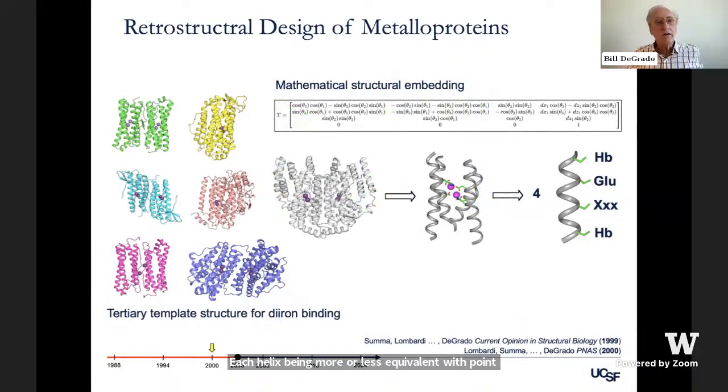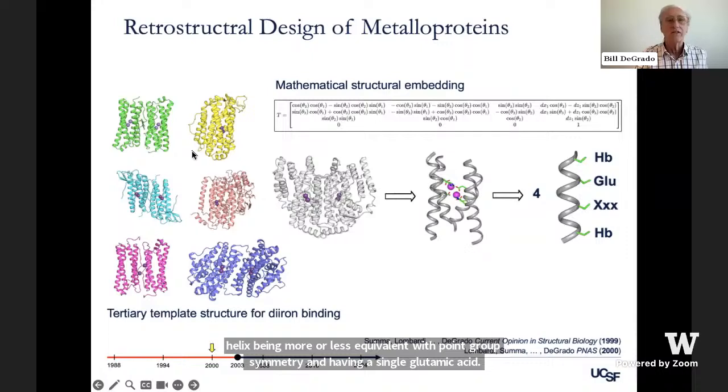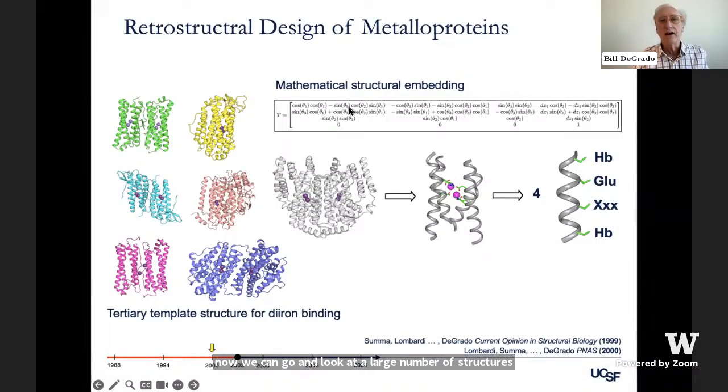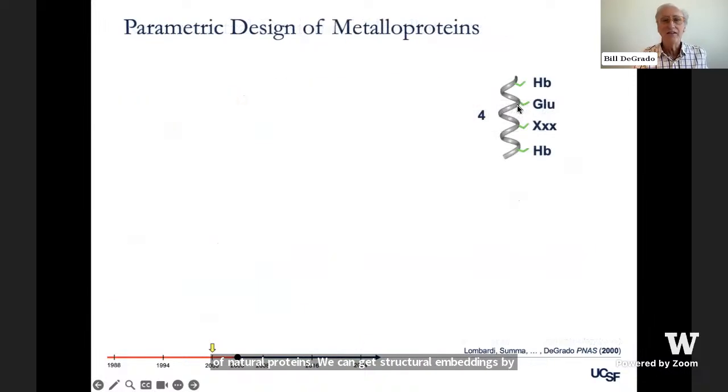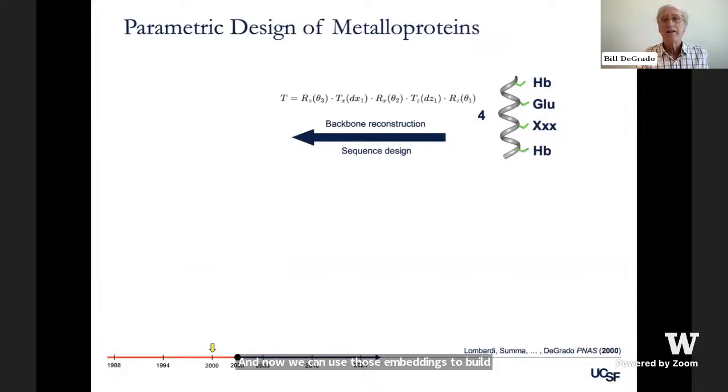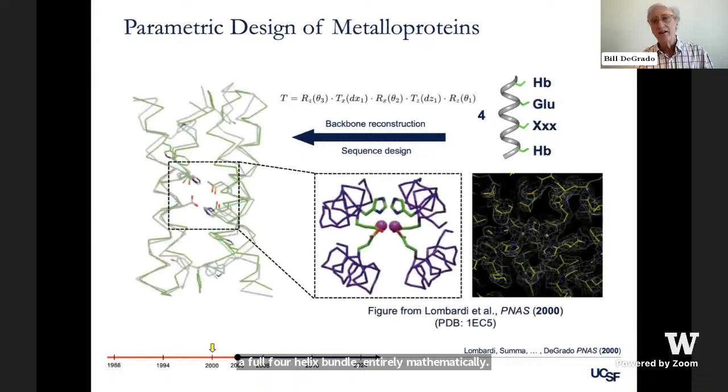So now we can go and look at a large number of structures of natural proteins. We can get structural embeddings by parameterization. And now we can use those embeddings to build up a full 4-helix bundle entirely mathematically. So every atom in here is defined by an equation. And what we see is an ideal structure, an excellent agreement between experiment and computation in this structure solved by Angela Lombardi's group in 2000.